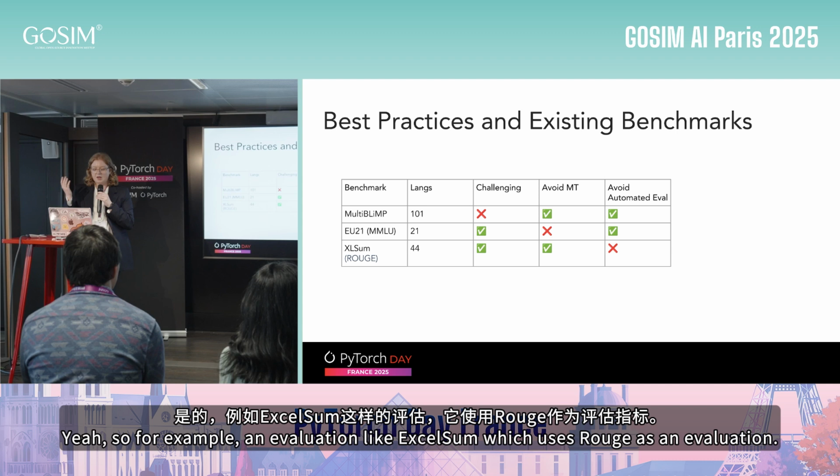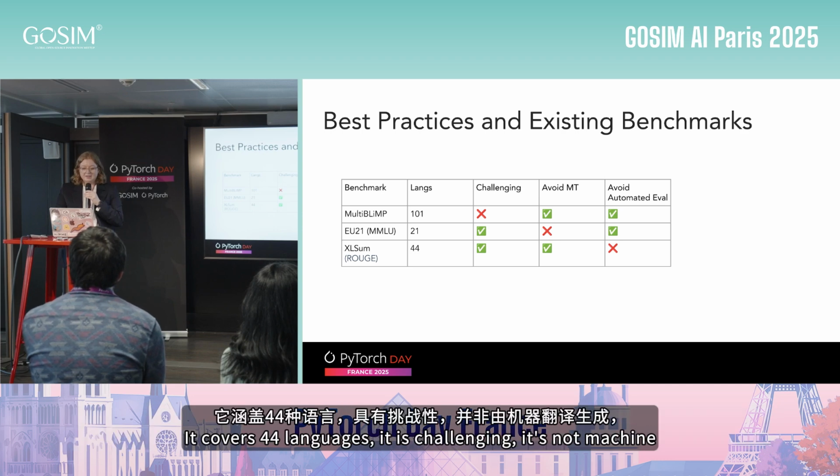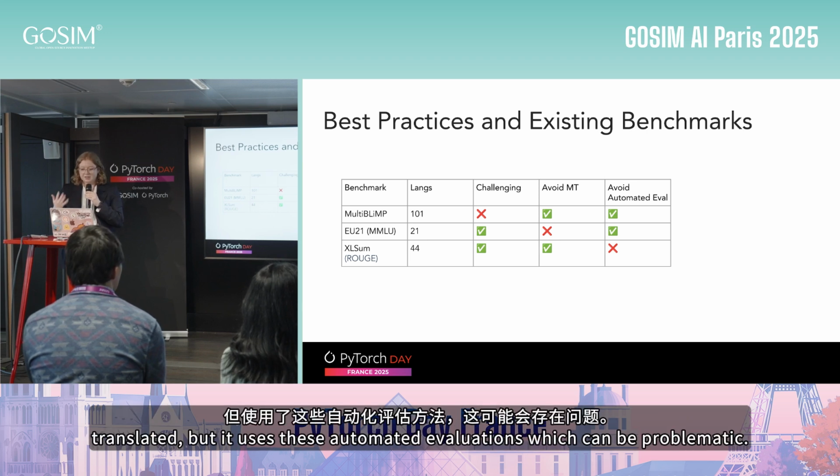So for example, an evaluation like XLSum, which uses Rouge as an evaluation, covers 44 languages. It is challenging. It's not machine translated, but it uses these automated evaluations, which can be problematic.